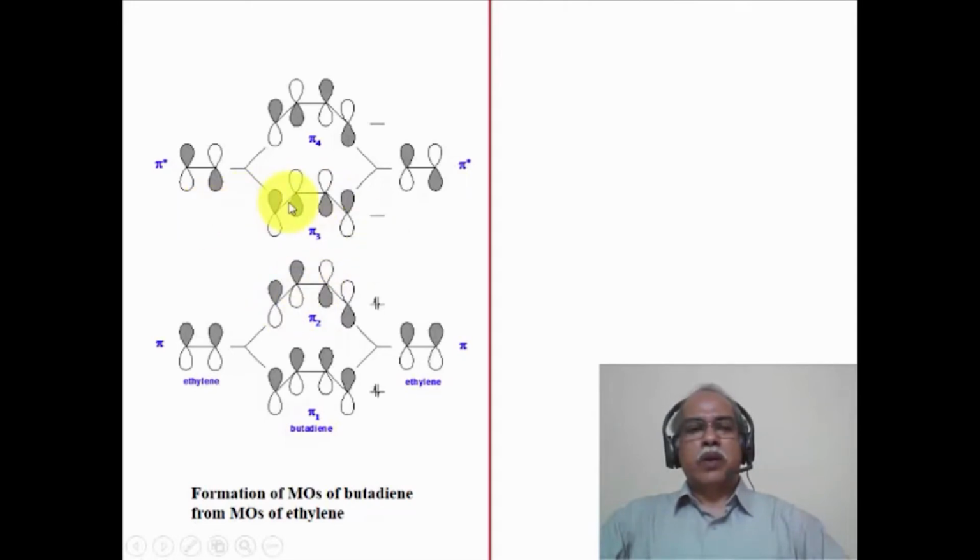This has two nodal points. One node point is kept in this carbon-carbon bond, that is carbon 1 and carbon 2 bond. The second node is placed between carbon 3 and carbon 4 bond. So there is one node here, another node here.